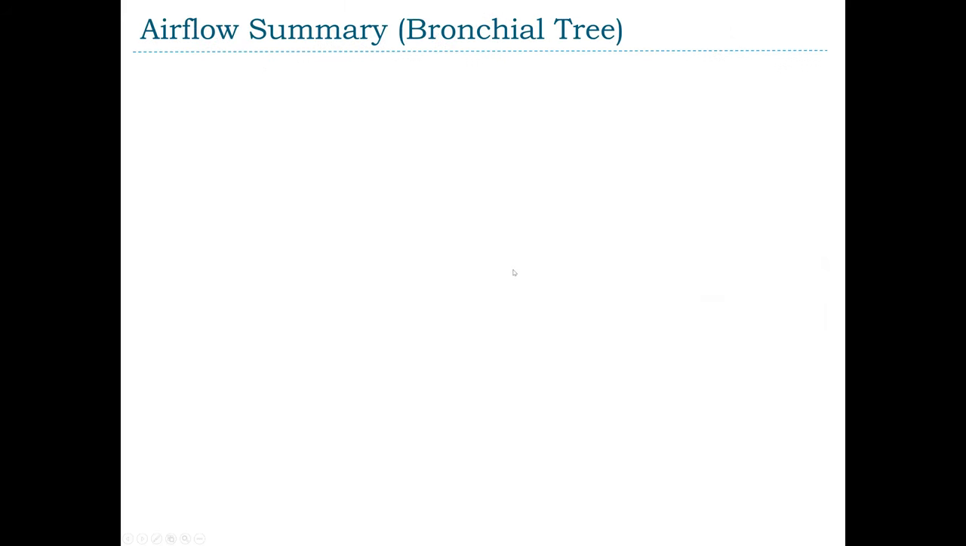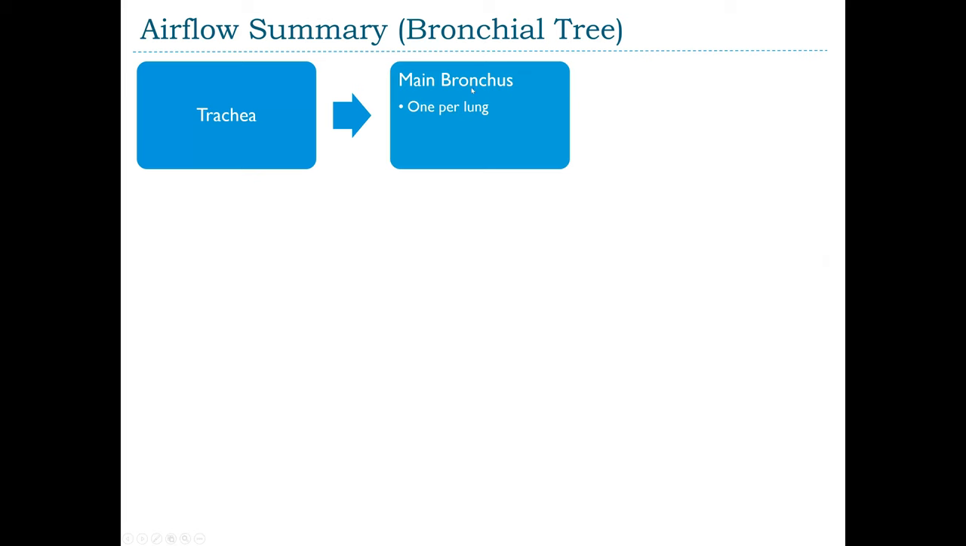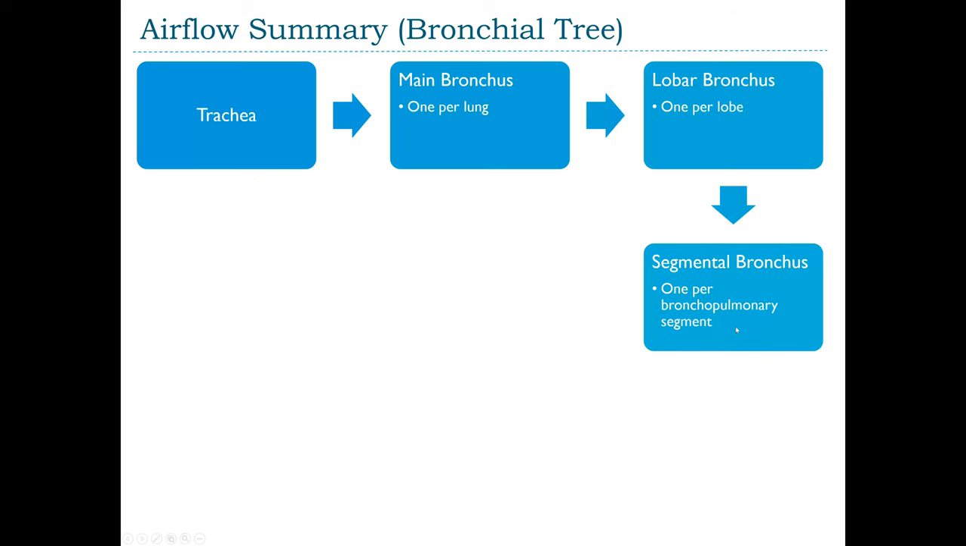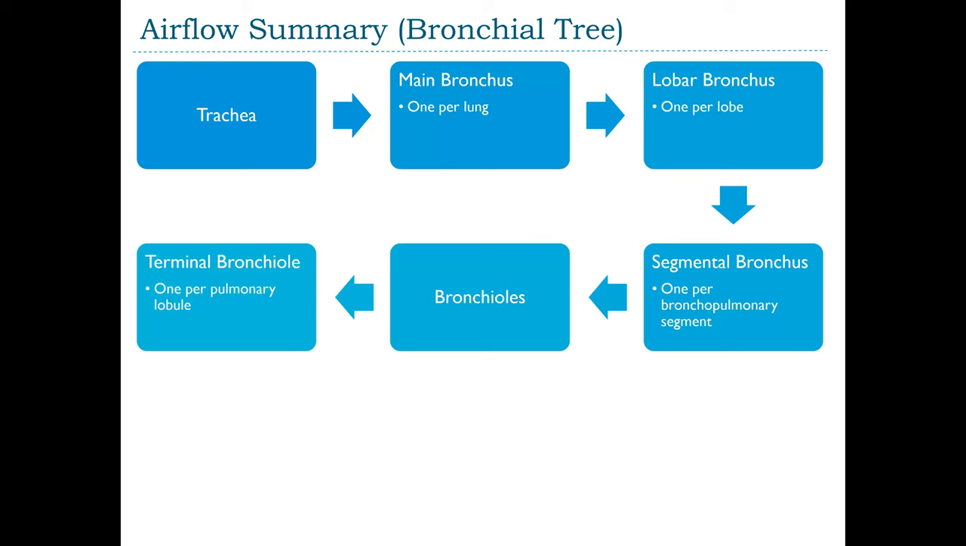Now let's look at the summary of airflow through the bronchial tree. We started with the trachea. Air then moves into the main bronchus, and we have one of these for each lung, so two main bronchi. Then the air will move into a lobar bronchus, and we have one of these per lobe, so three on the right side and two on the left side. Then air moves into the segmental bronchus, and we have one of these per bronchopulmonary segment, which is 8 to 10 per lung. Then air is going to move into smaller bronchioles, and then finally into a terminal bronchiole.